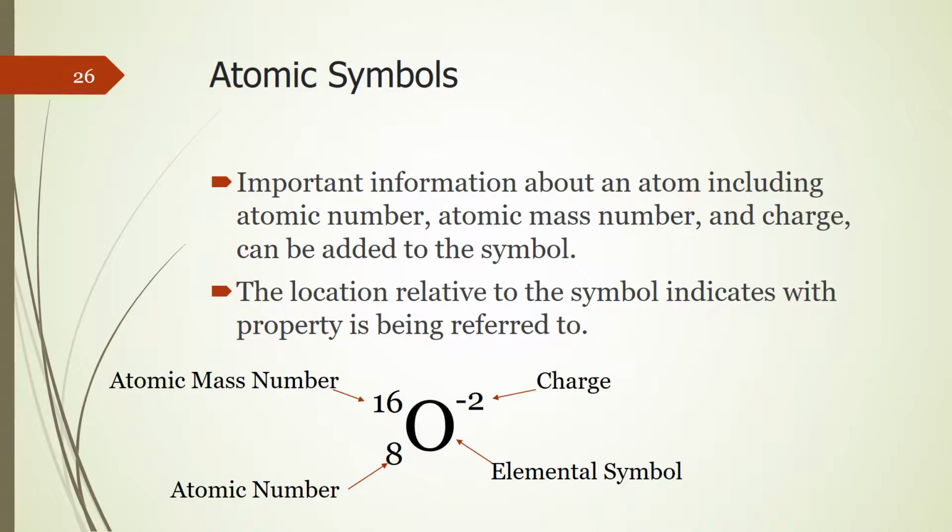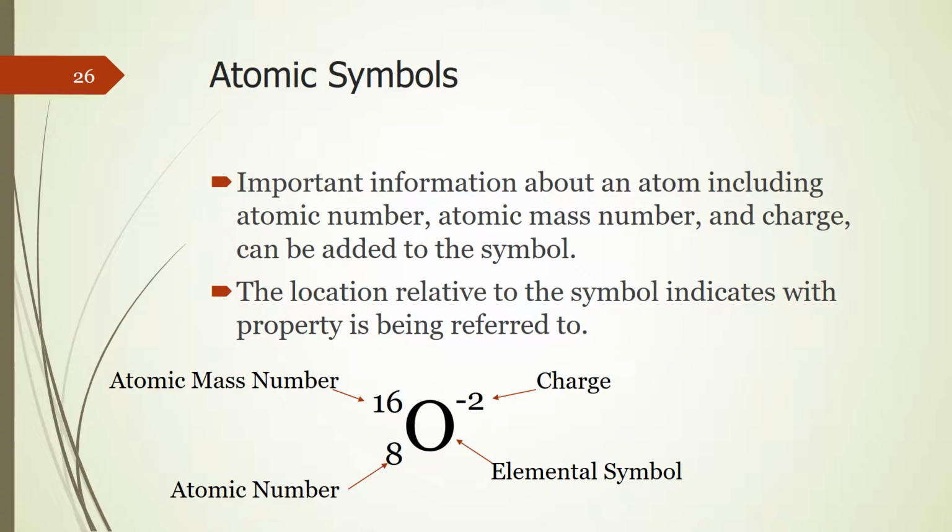We now have four corners. The bottom right-hand corner, the one that does not have a number in it right now, will get a number in Unit 4. That's going to be the number of atoms of that element inside of your molecule or formula or whatever. We'll deal with that in Unit 4.